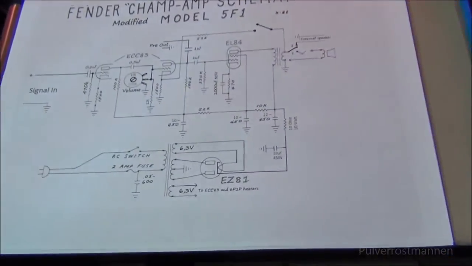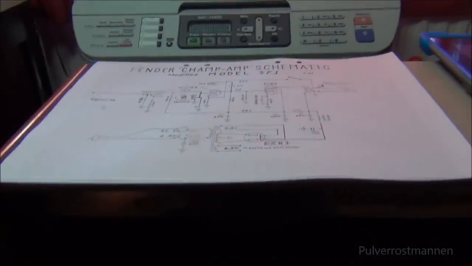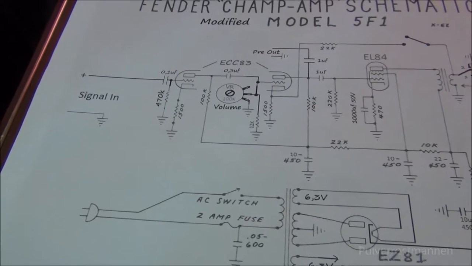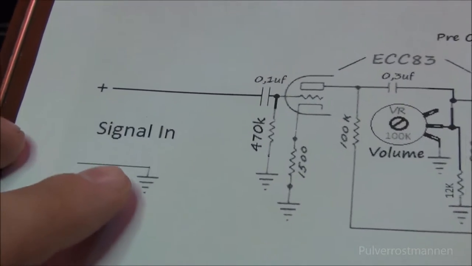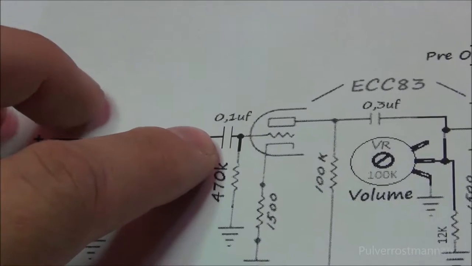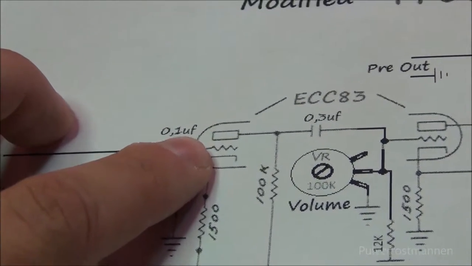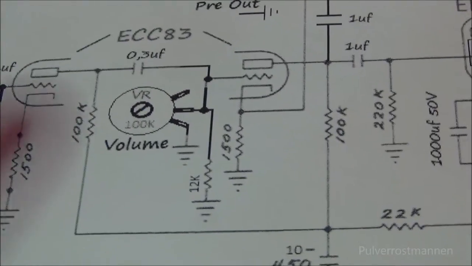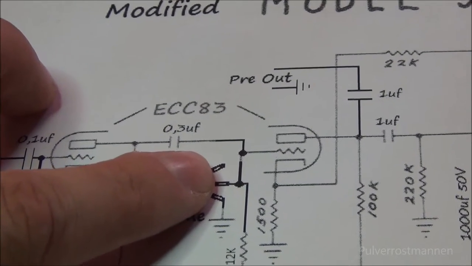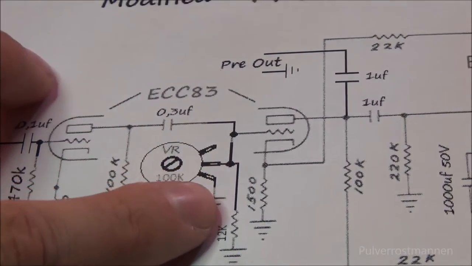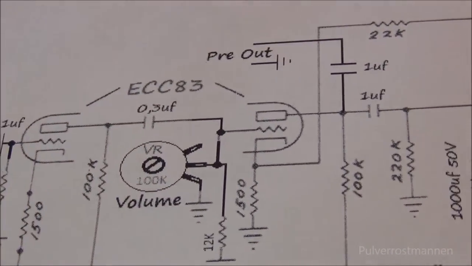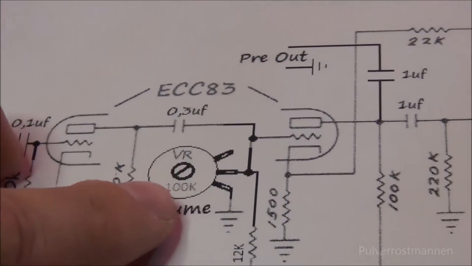So we can have a look at the schematics here. I have made it as close as possible to the actual build. There is a signal in, it goes through a capacitor into the first stage of the ECC83 or other pin-compatible tube. The volume control has been changed afterwards, and it's grounding through a resistor to make this 100k pot work with the full range without anything good or bad happening.